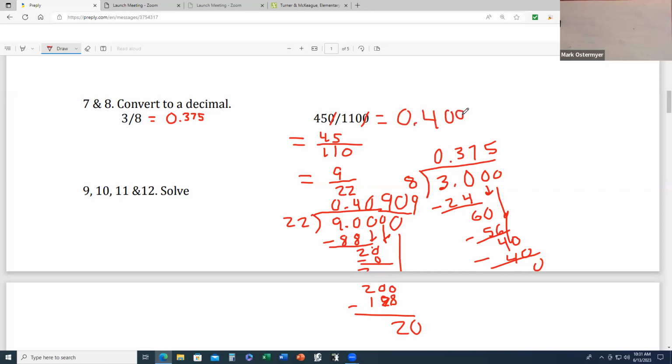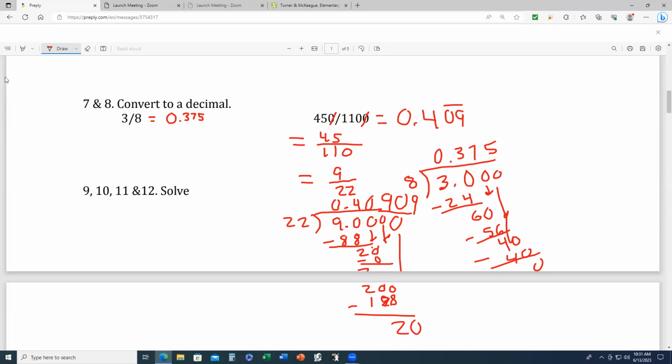0.409. So what repeats? The 09 repeats forever. Do you agree? 09, 09, 09. Yes.